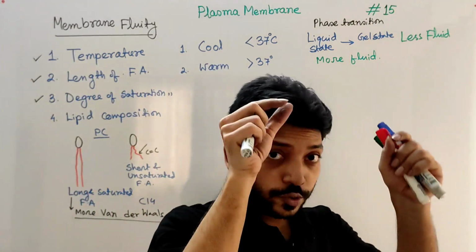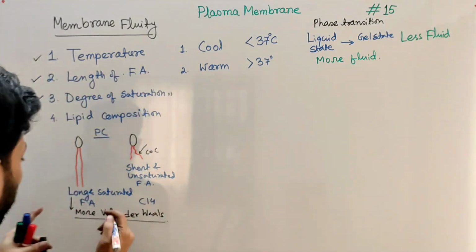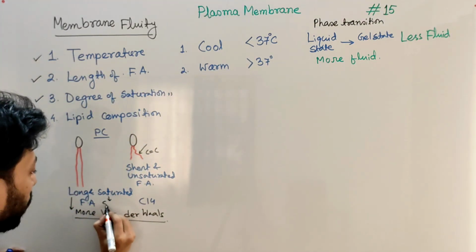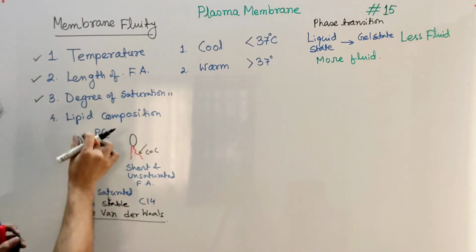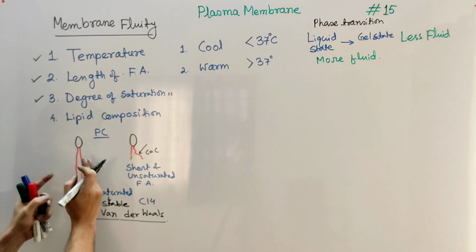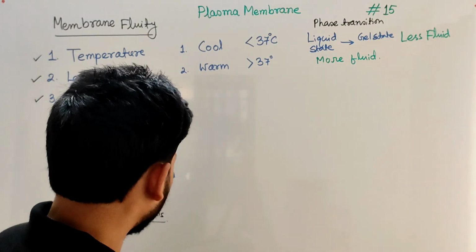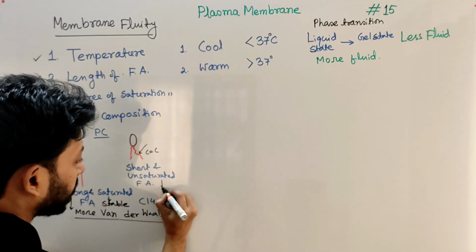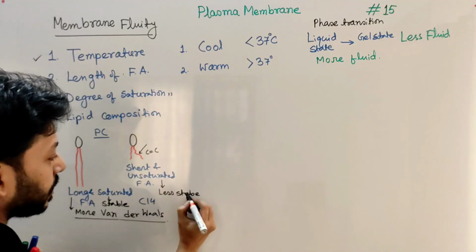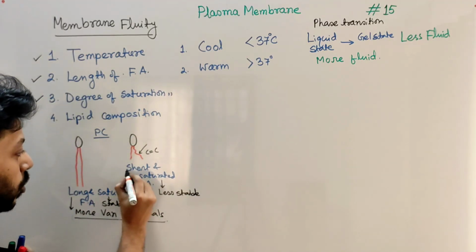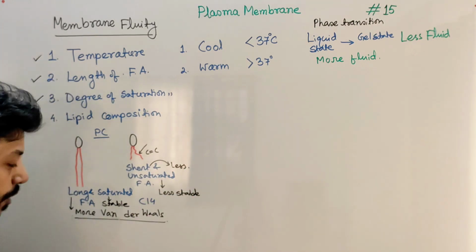Now straight fatty acids can make stable van der Waals interactions. So saturated fatty acids make more stable van der Waals interactions because they are straight. They can make more stable van der Waals interactions with the neighbor fatty acids. But for unsaturated fatty acids, there will be less stable van der Waals interaction, and for short fatty acids, there will be less van der Waals interactions.